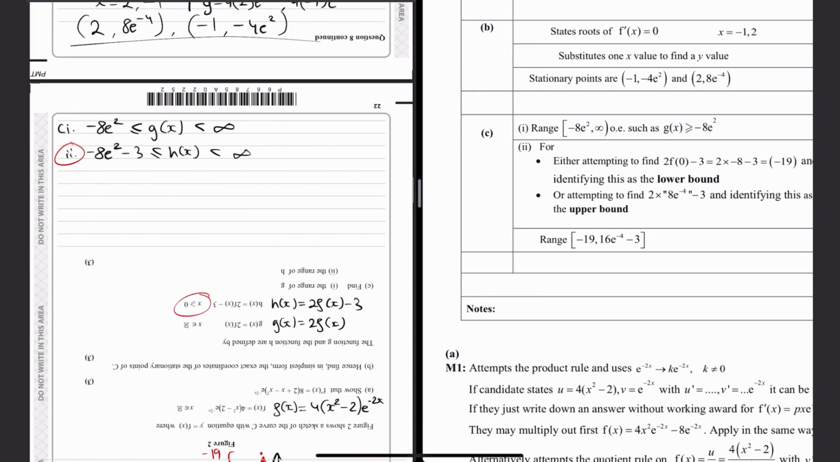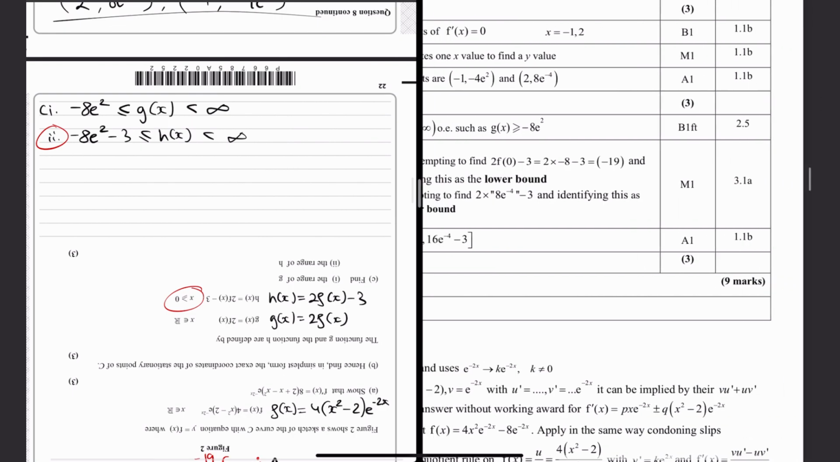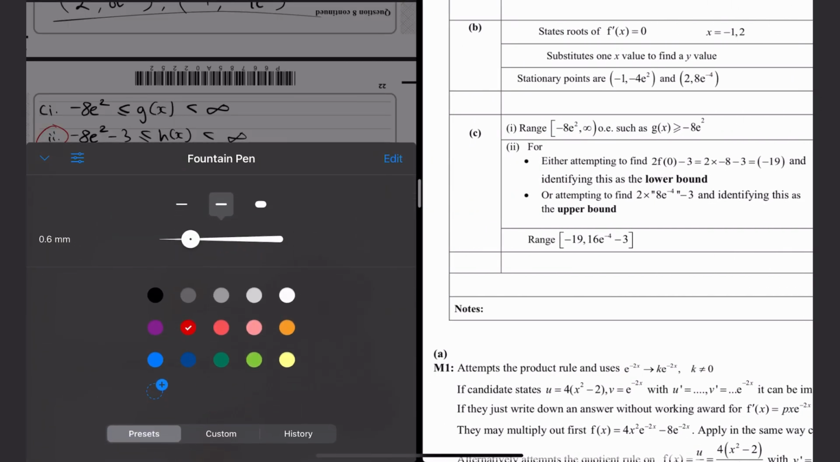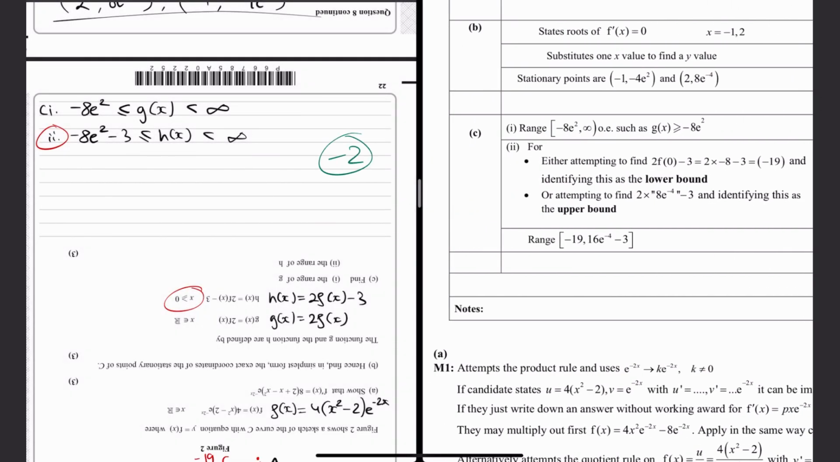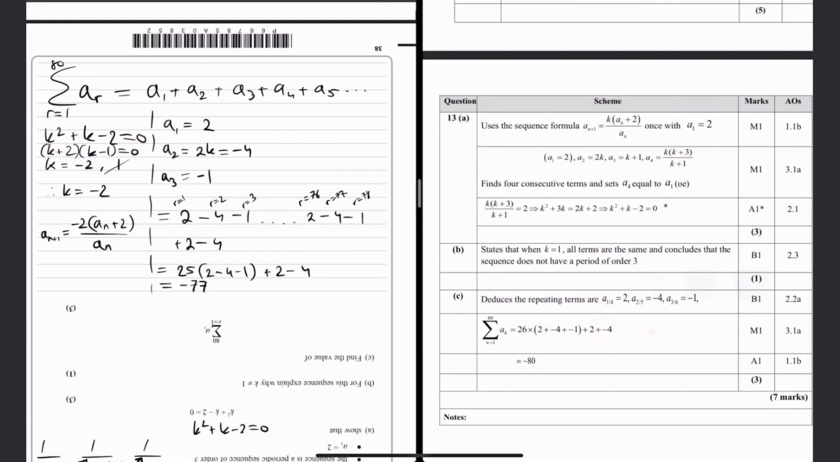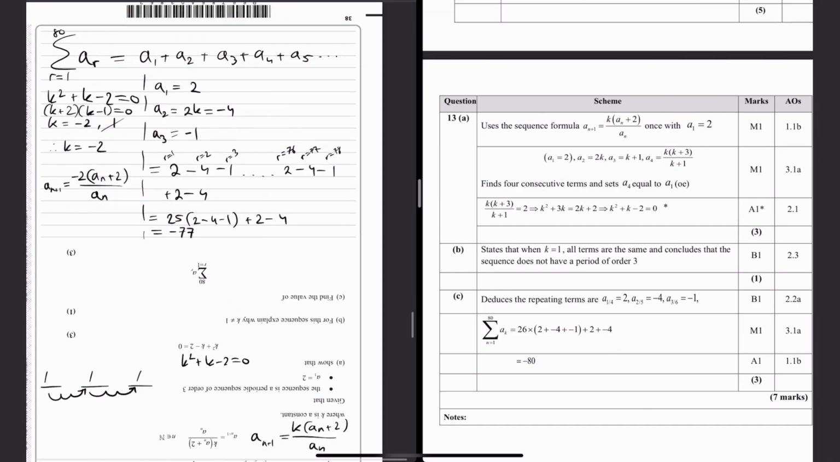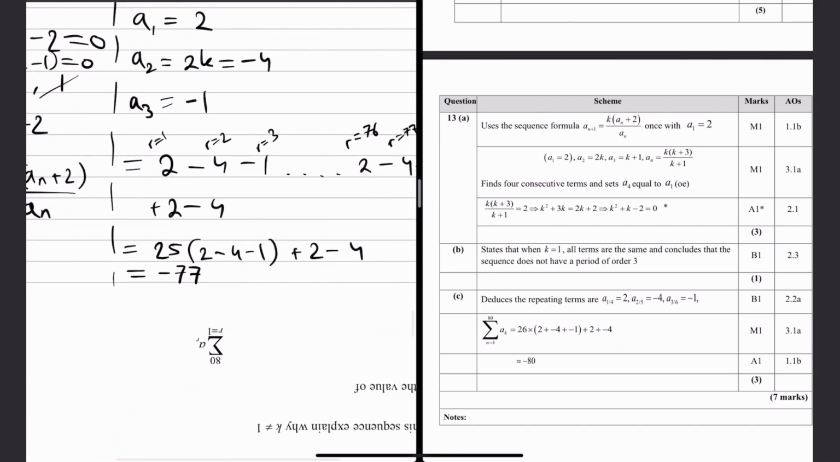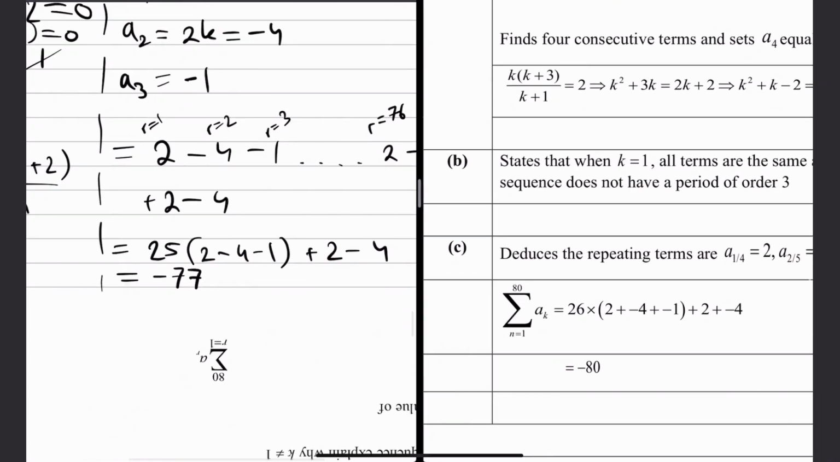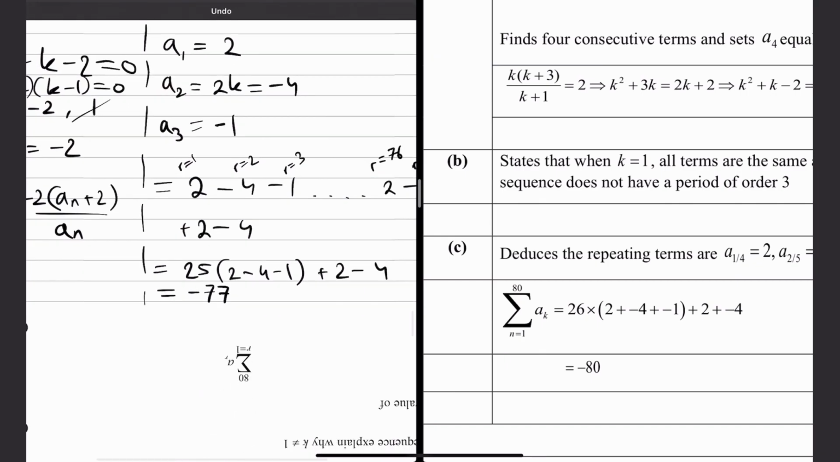So I just got that one completely wrong. So that is -2 as well. Yeah, okay. No, guys, we got this one wrong, man. We spent so long on it, but it's not 25, it's 26.